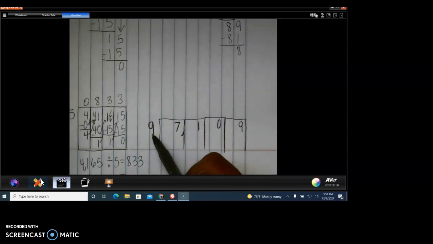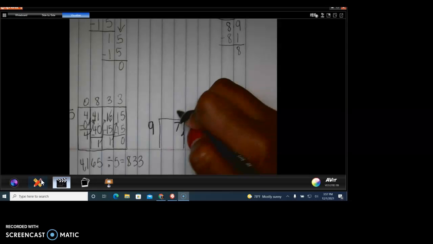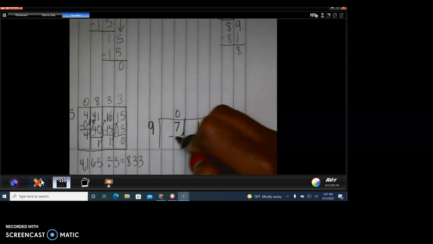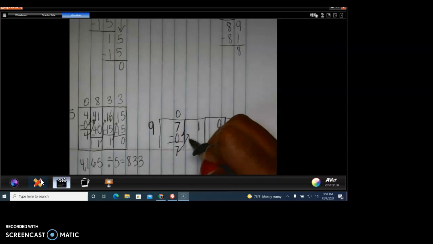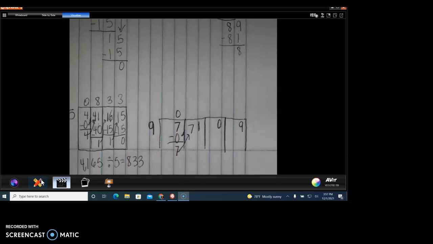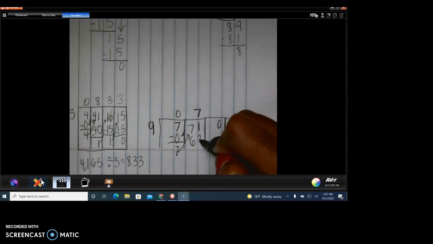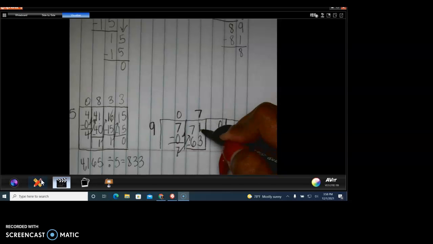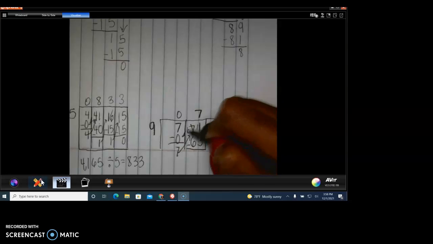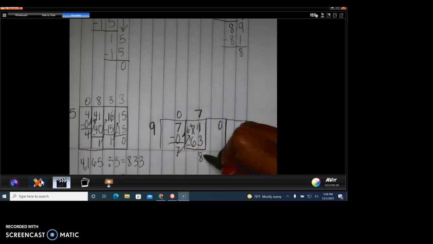If 9 is what I'm trying to make groups of, can I make that with just 7? No. 0 times 9 is still 0, and I bring it over. Okay? So, can I make any groups from 71? Yes, I can. I can make the 7 groups still. 63. I can't do 8 groups because that's 72, and that's too much. Remember, you cannot go higher. I subtract. I'm left with 8. I move the 8 over.